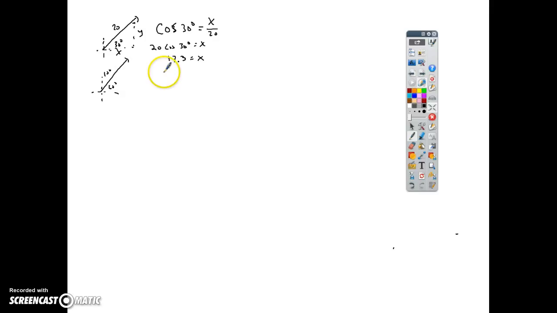So how do we get the y? Sine of 30 degrees equals y over 20. So 20 sine of 30 degrees equals y. Y equals 10. So over here, I'm keeping my tally. Vector 1 is equal to how much in the I direction? 17.3 I hats plus 10 j hats. Great? All right.